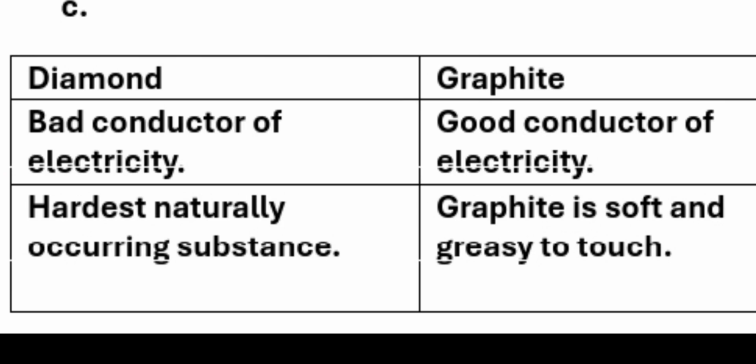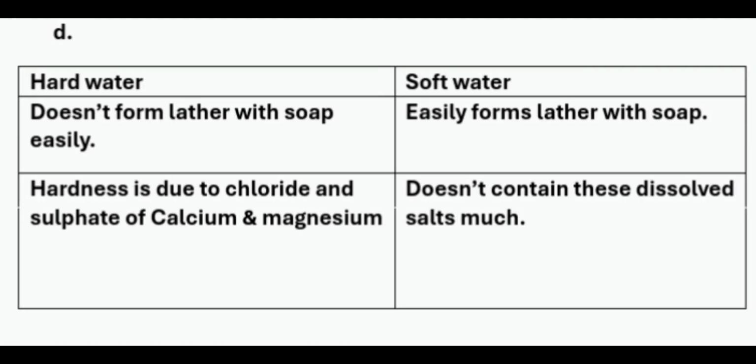The next pair to differentiate between is hard water and soft water. Hard water doesn't form lather with soap easily, but soft water easily forms lather with soap. The second point is that the hardness in hard water is due to the chlorides and sulfates of calcium and magnesium ions, whereas soft water does not contain these dissolved salts much. That's why it easily forms lather with soap.